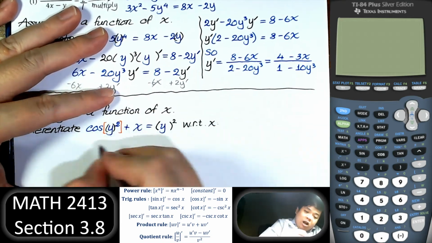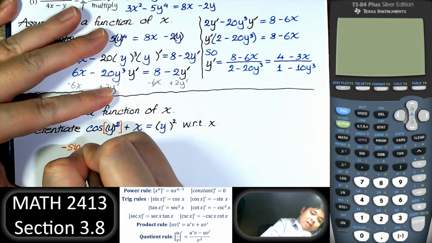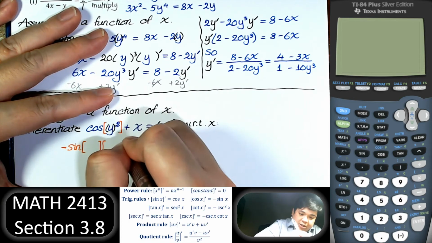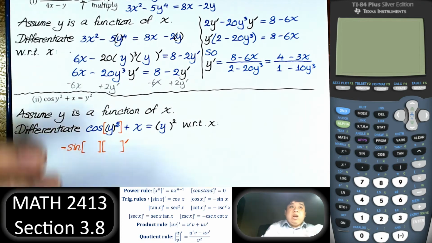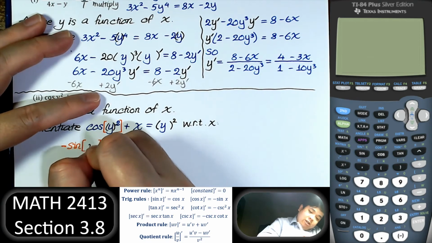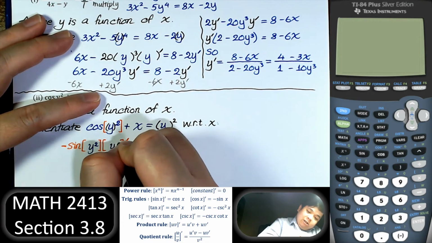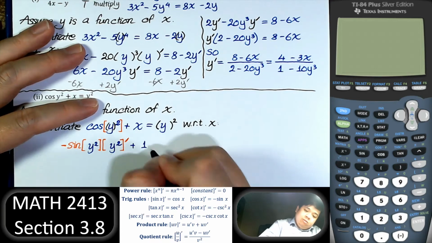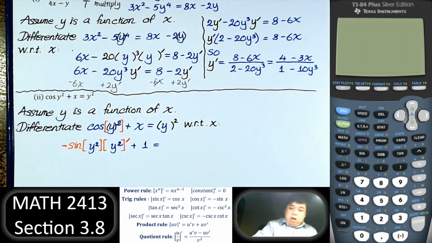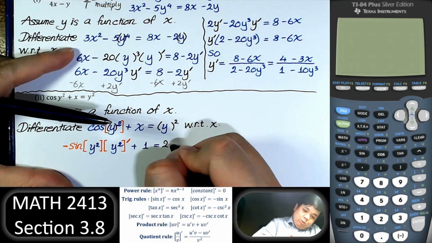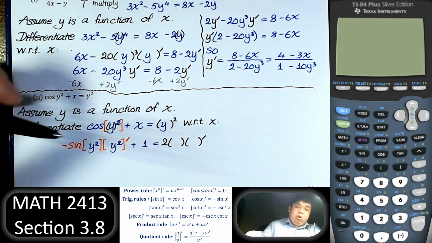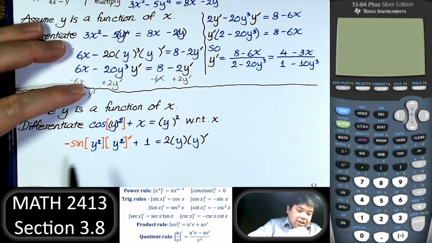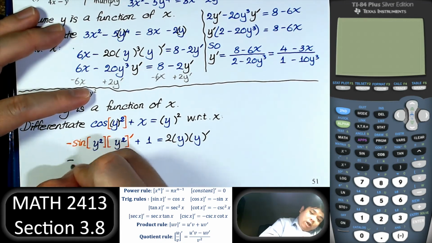Cosine of something is negative sine of the bracket, and then derivative of the bracket. Doesn't matter what's inside, it just happens to be y squared inside. Derivative of x is 1. Derivative of 2 times y squared is going to be 2 times parentheses prime. Like that, negative sine y squared, we cannot really do anything with it.